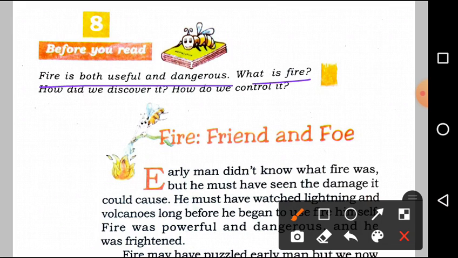What is fire? How did we discover it? How do we control it? So this chapter is all about these questions. Okay, so let us move.